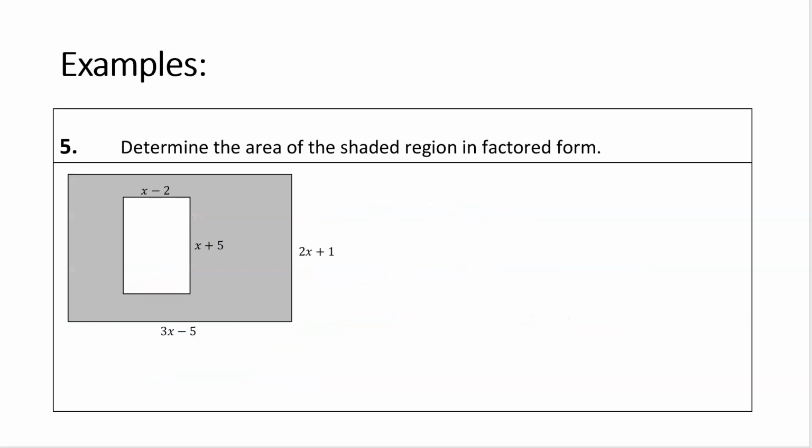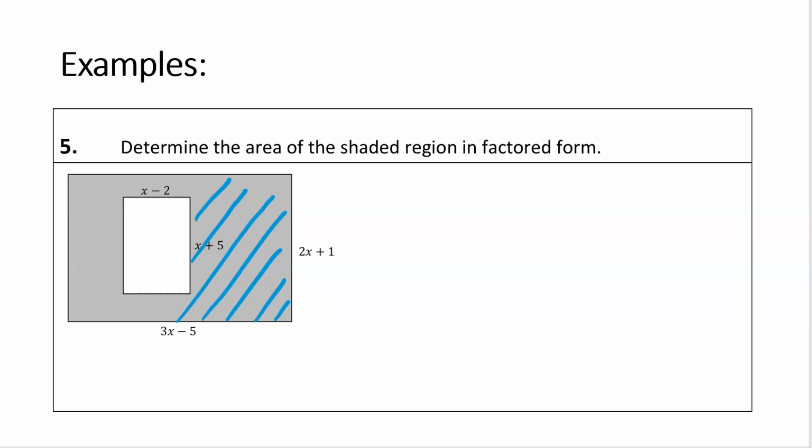And here we have a word problem. Determine the area of the shaded region in factored form. So factored form means we don't have to expand this. Now, let's look at the situation. You have two rectangles, a large rectangle and a small rectangle. And all you want is the area of the shaded region. So you want this dark gray area.